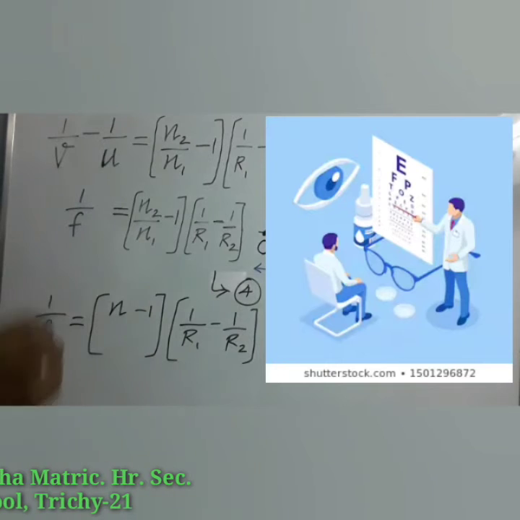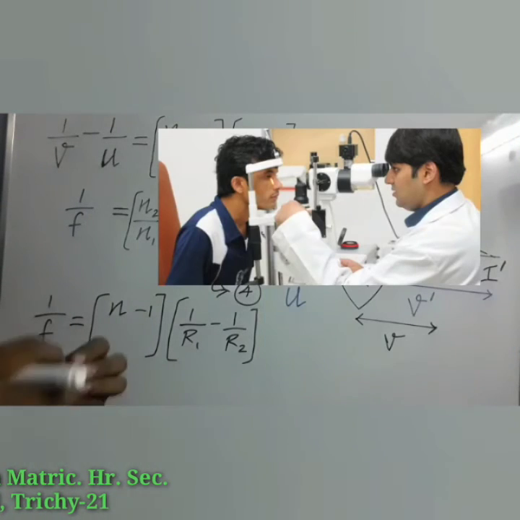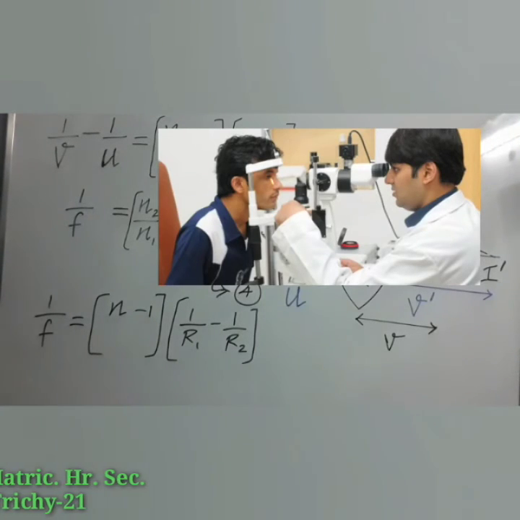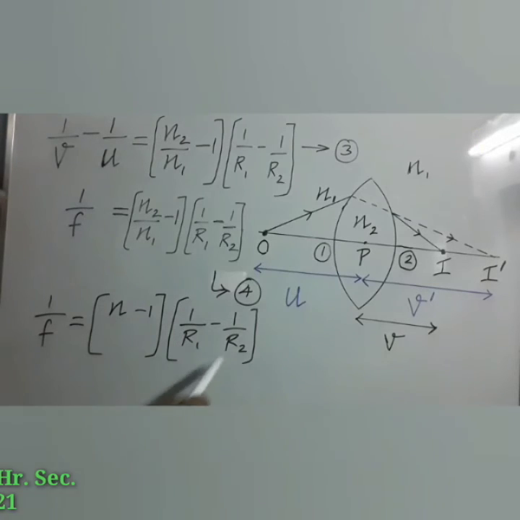To rectify our eye problems, we need lenses with the particular focal length which is prescribed by the doctors. So lens makers produce the lens with that focal length using this equation only. That's why it is known as the lens maker's formula.